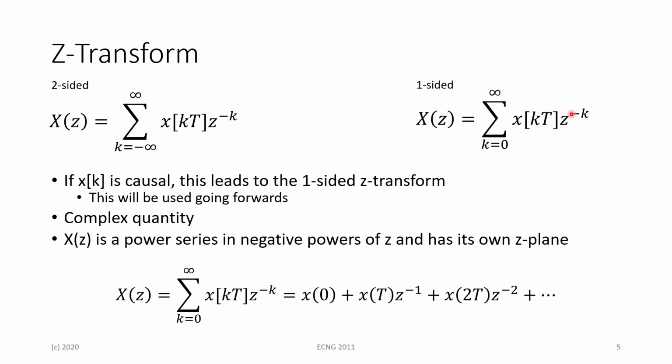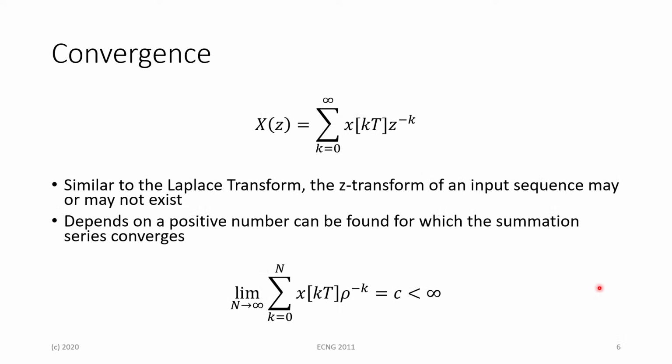Because this is a summation series and we have this power of z here, you'll see that when we expand this out, we get a power series in negative powers of z. Let's say we start with k equals 0, we'll be at x of 0 times z to the 0, so that's just going to be 1 there. And then we have x of kT where k is 1, so we get x of T, and then z to the minus k will just be z to the negative 1, and so forth as we keep on going. Because this is a z component, it has its own individual z plane, which we're going to see in a few slides to see what that z plane looks like.